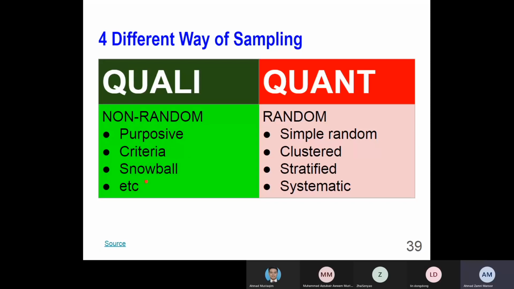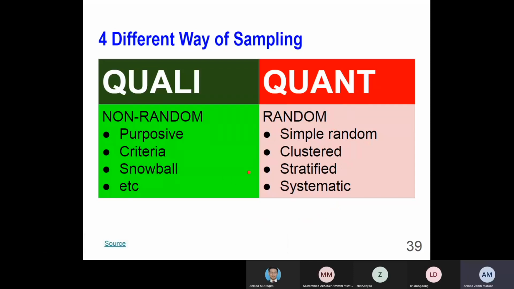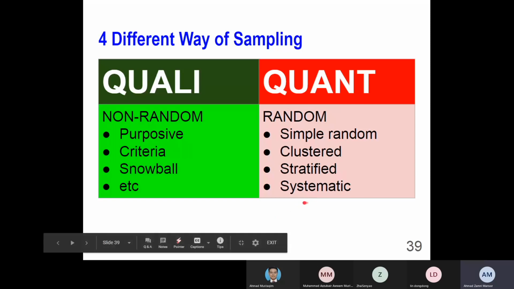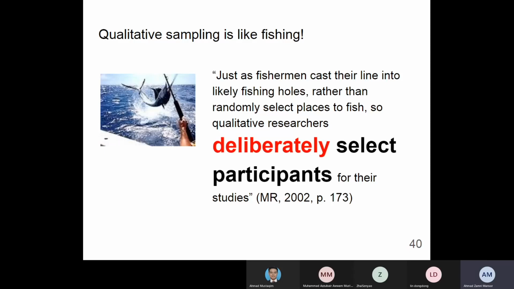So that's snowball. For quantitative, random selection is highly appreciated. Examples of random sampling are, first, simple random, second, cluster sampling, stratified sampling, and systematic sampling. Now let's go to this explanation.